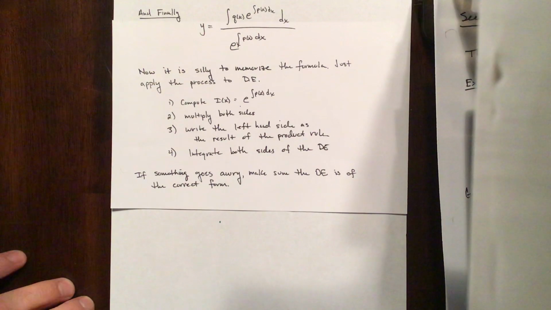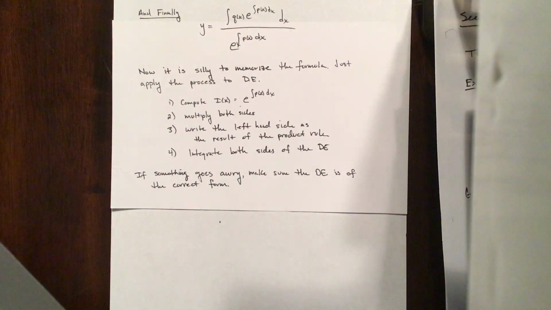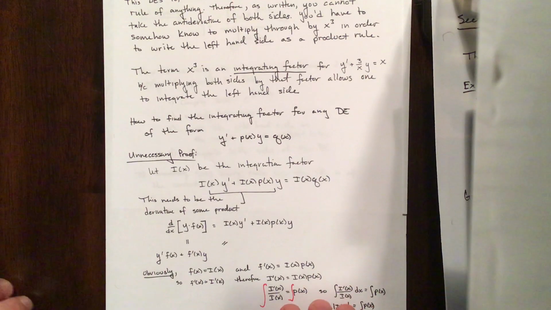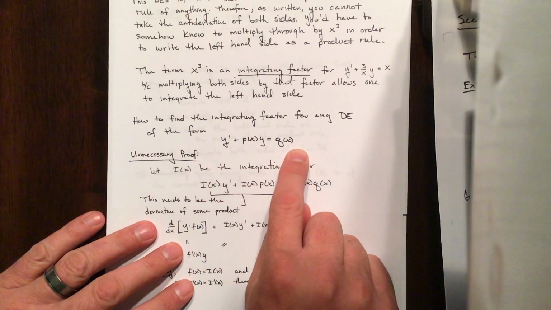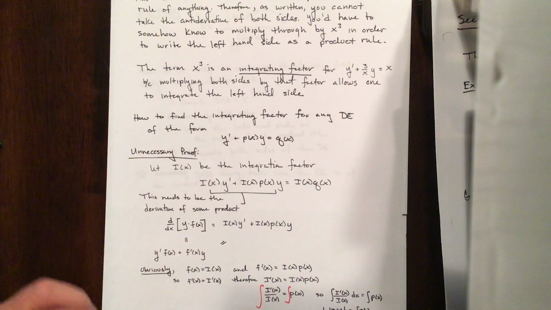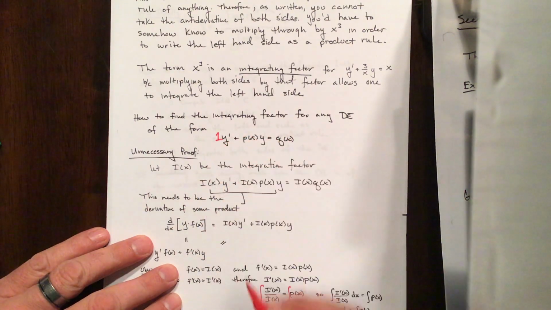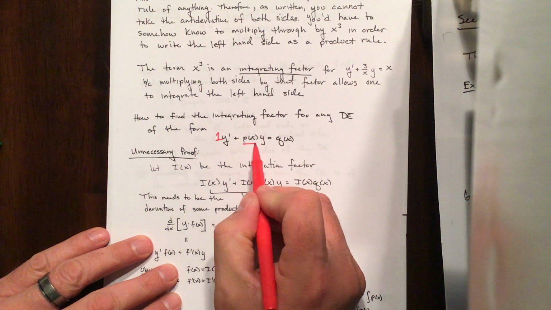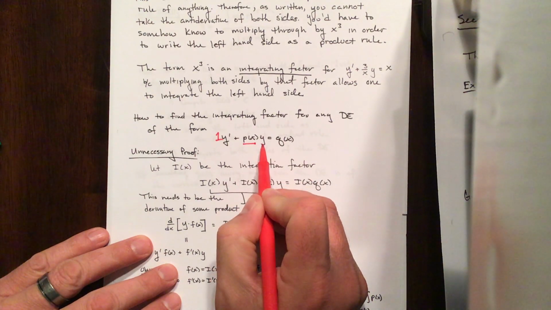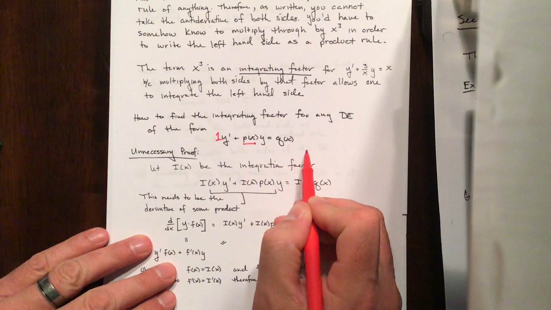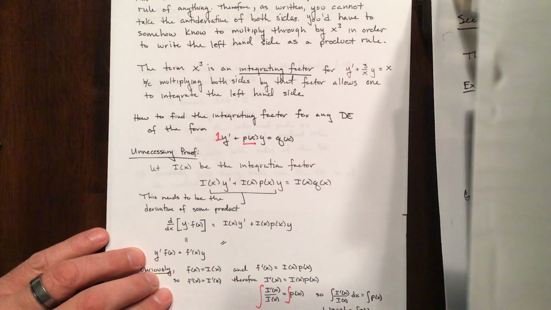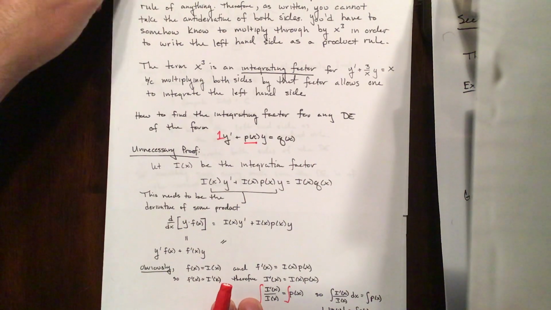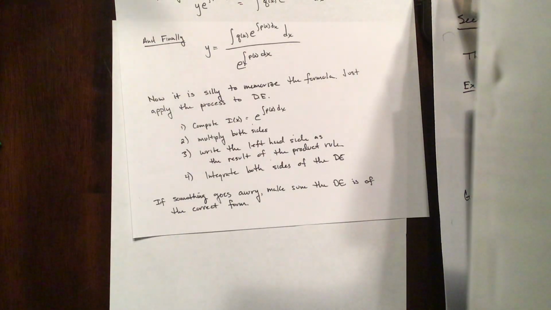Now, taking you all the way back to this page, this technique only applies to differential equations that are of this form. So the coefficient on y prime is 1. Okay, you have some function of x times y, and everything on the other side of the equal sign is involving x and only x. So you can't use this technique when these conditions are not satisfied.